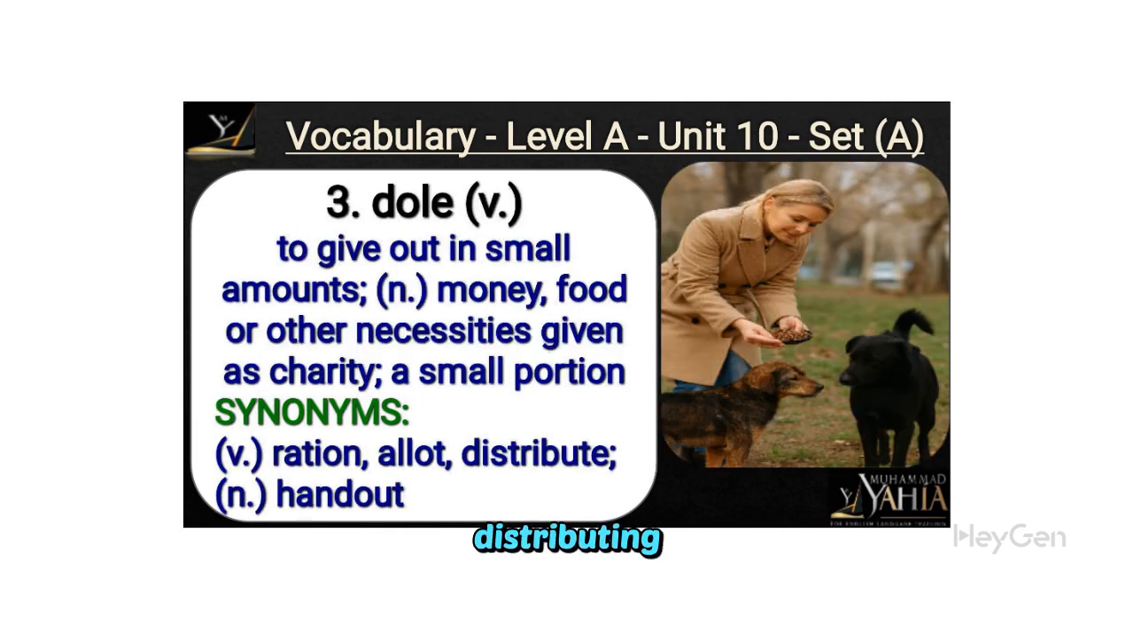Dole refers to distributing resources in small amounts, often as charity. As a verb, it means to ration or allot. As a noun, it signifies a handout, such as money or food. It helps in grasping the nuances of resource allocation and charitable actions.